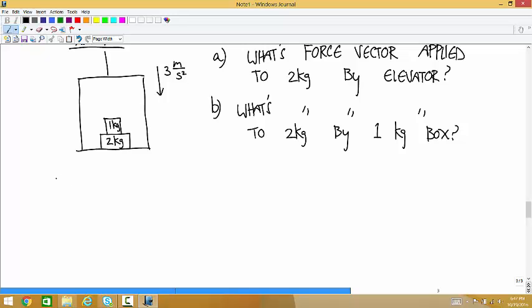Okay, so for part A, we have some choices about what to isolate. If we're trying to figure out a force on the 2 kilogram box, the first thing that should occur to you is to isolate the 2 kilogram box. It turns out that won't work in this case.